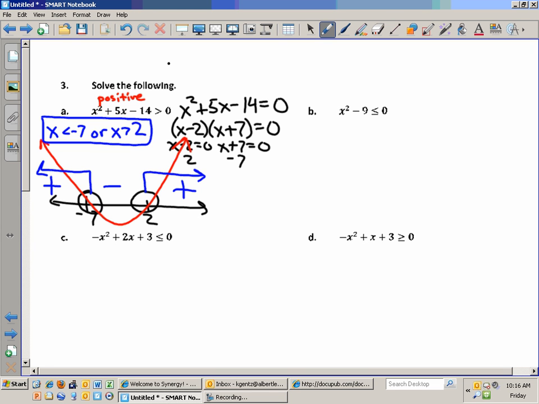If you pick any number that's less than -7, or if you pick a number that's bigger than 2, it's going to satisfy the inequality. It will satisfy the inequality.